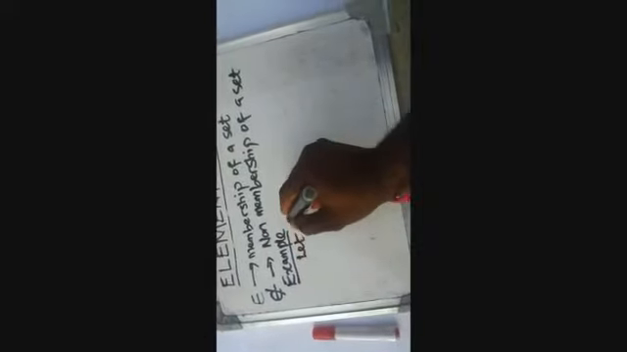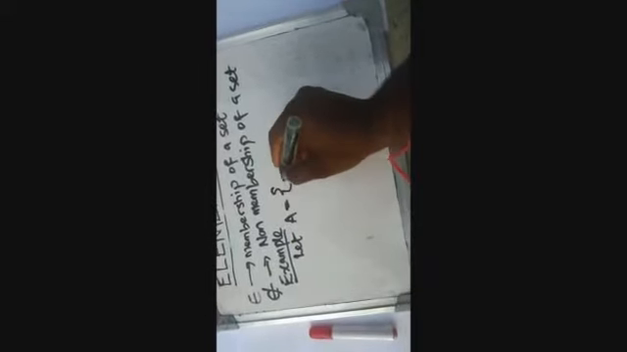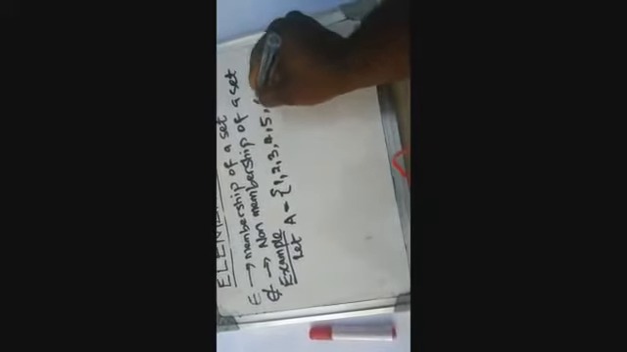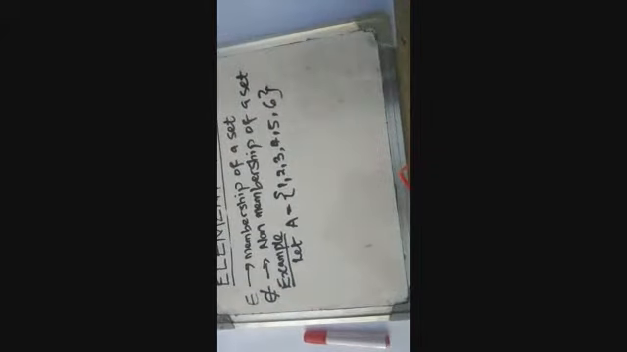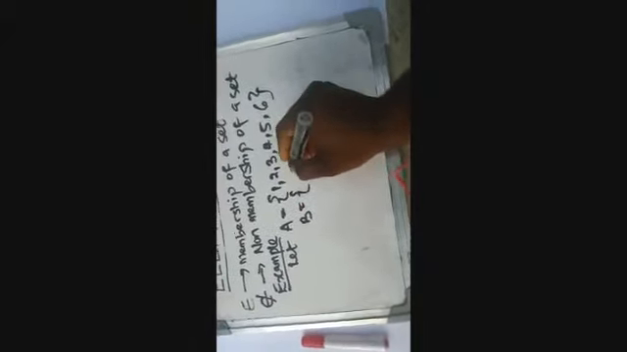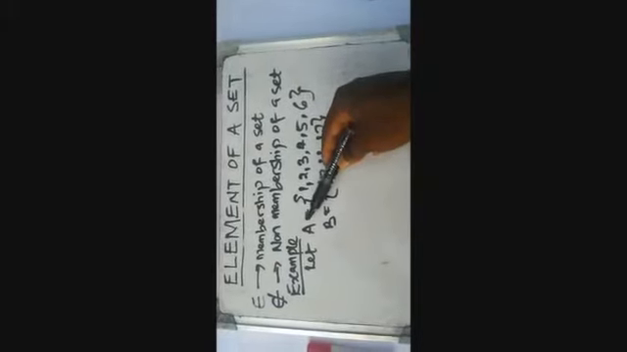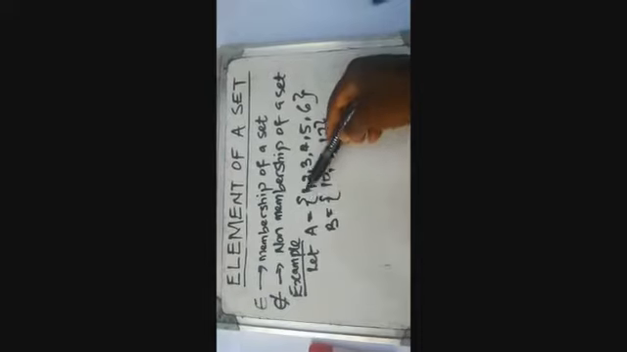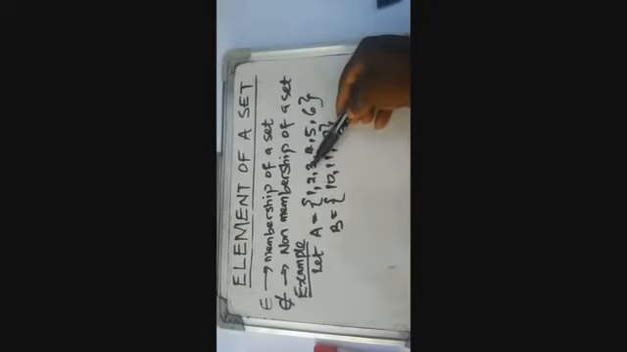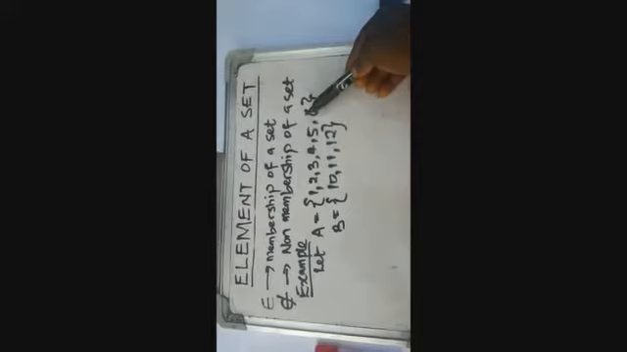Now, if we have this example, we can say let A be equal to 1, 2, 3, 4, 5, and 6, and let B be equal to 10, 11, and 12. Now, look at these two subsets, subset A and subset B. Subset A has elements 1, 2, 3, 4, 5, and 6.